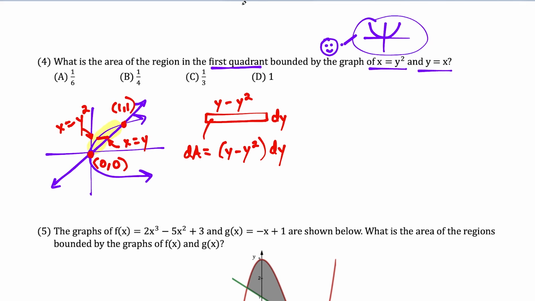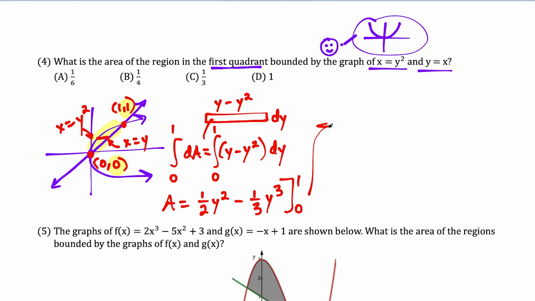Okay, so when you're setting up your integral in terms of y, you want to focus on the y coordinates of your points of intersection. So now we're going to take the integral of both sides from 0 to 1, and let's just say that the area of this region is capital A. And now I apply the fundamental theorem of calculus. The antiderivative of y is 1/2 y squared, and then minus the antiderivative of y squared, which is 1/3 y to the third. And I'm evaluating this from 0 to 1.